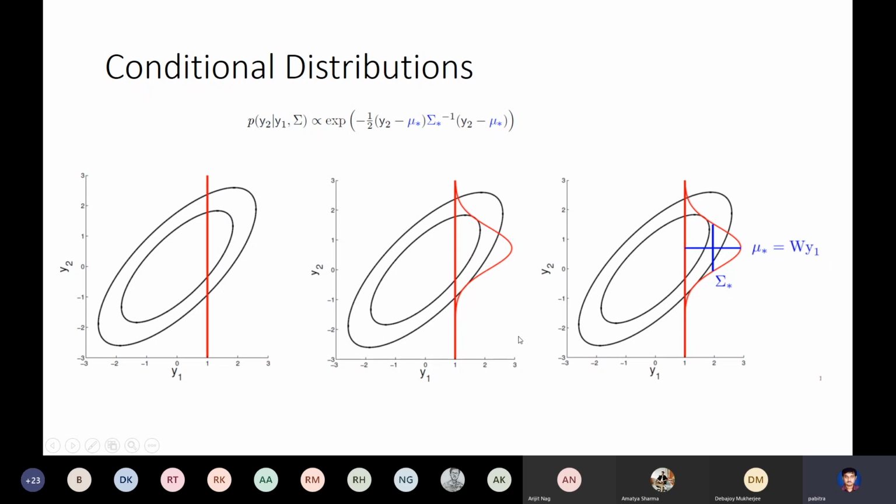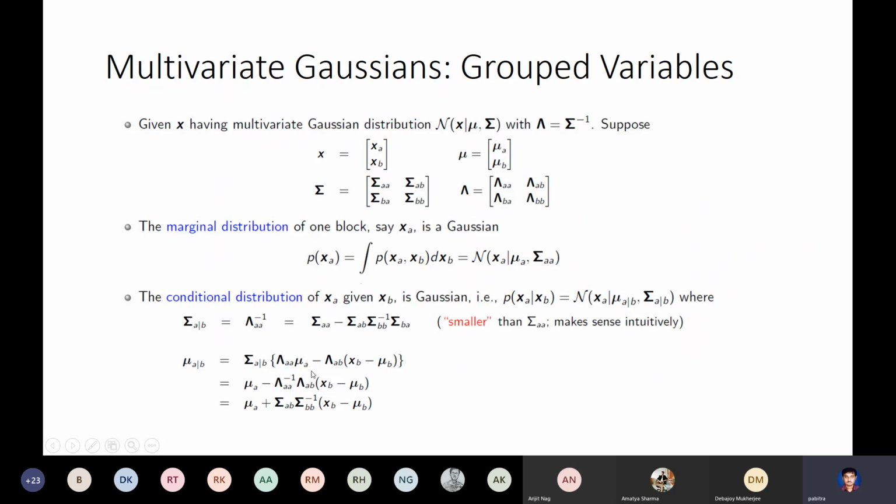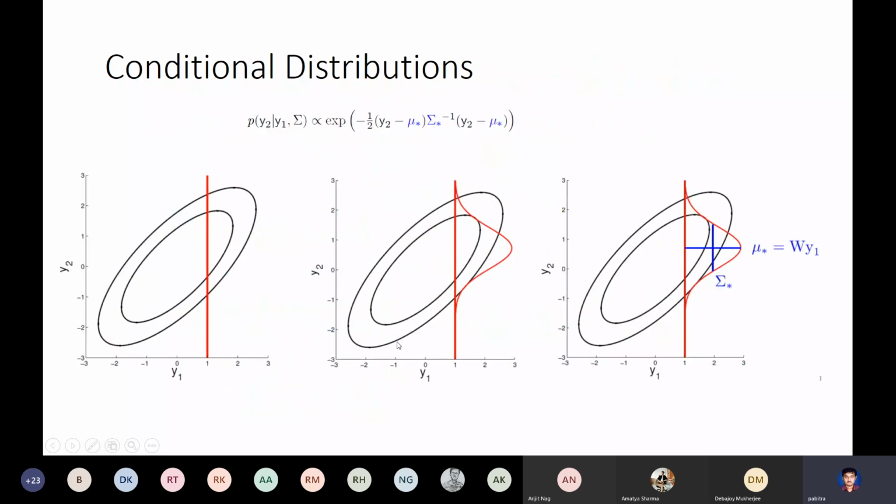So here is the expression. This sigma star, here I call it sigma a given b, takes this form. Note one thing, that the variance actually reduces by this conditionalization process. And this is the new mu. It is the old mu plus the difference between the observed point and its mean, multiplied by some variance term. Okay, so you get a closed form expression. This is another important thing to be noted, like the conditional distributions. If we have two parts of a variable, how does the conditional expression work out?